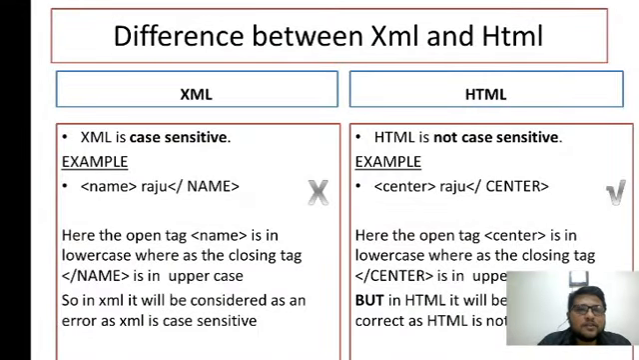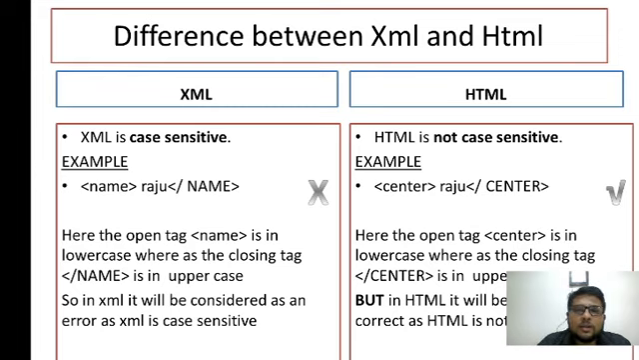Then the next difference between XML and HTML. See, here XML is case sensitive, whereas HTML is not case sensitive. What does that mean? If you look carefully at the example, you will see name is in small letter, which in computer language we call lowercase, whereas the close tag of name is in capital letter, that is uppercase. So this thing is wrong. That is why I gave a cross sign. In XML, if you write like this, it will be marked wrong, because it is case sensitive. If I write name in small letter, I have to write the closing tag of name in small letter.